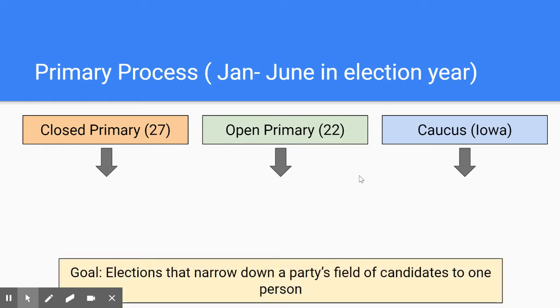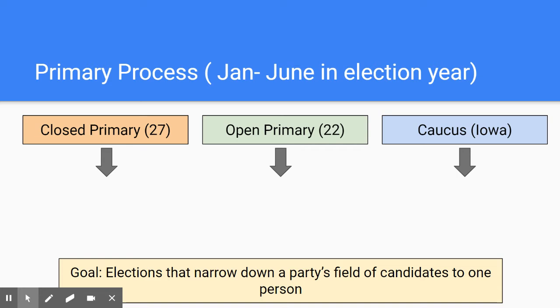The goal is to have an election in each state that narrows down a party's field of candidates to one person. At one point, there were like 15 Democrats that wanted to run for president. Each state had elections, and the results gradually narrowed that field of 15 down to one, Joe Biden. The Republicans didn't have a primary because they had a president that wanted to run for re-election, obviously Donald Trump. But in a year when there's not a president seeking re-election, each party would have to have a primary process.